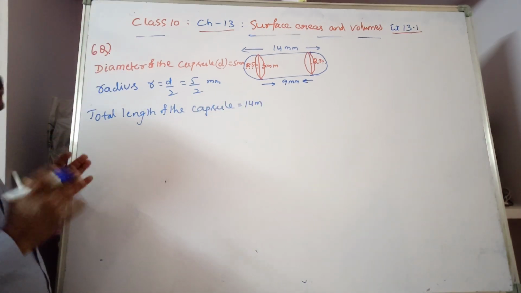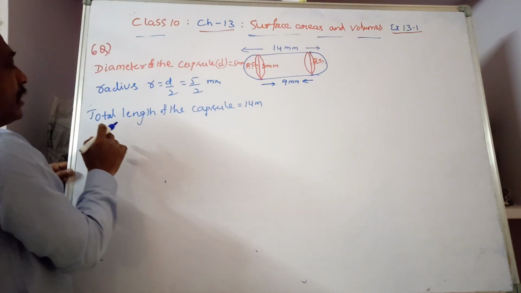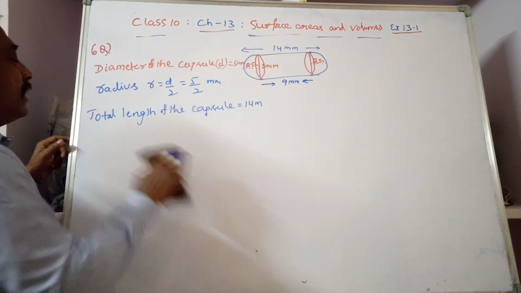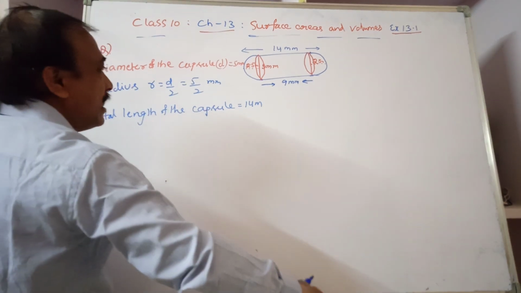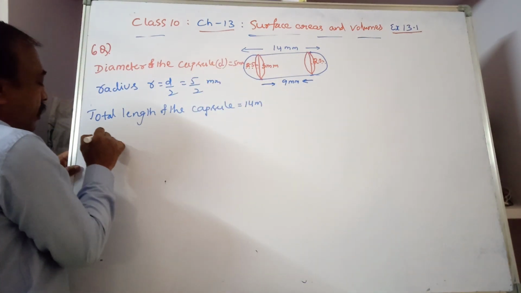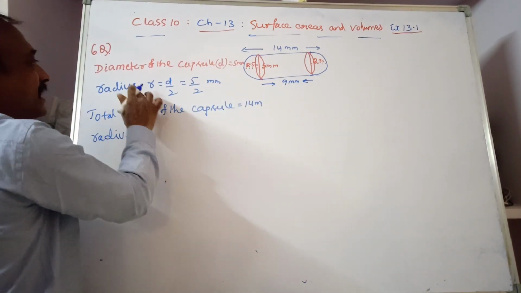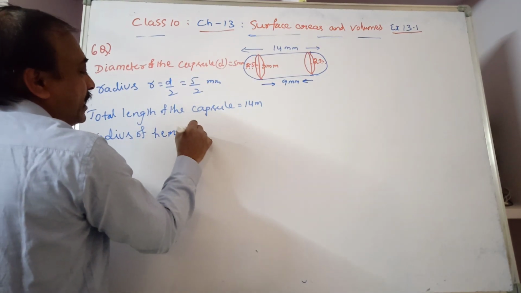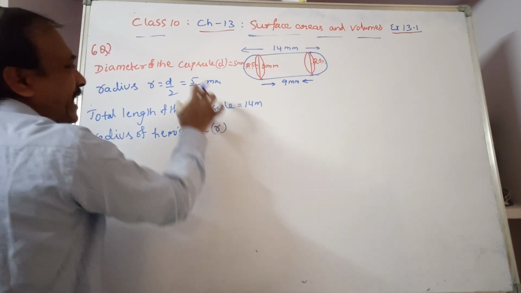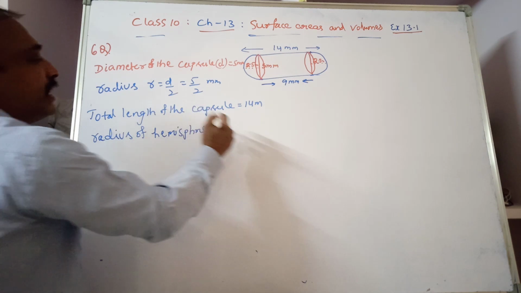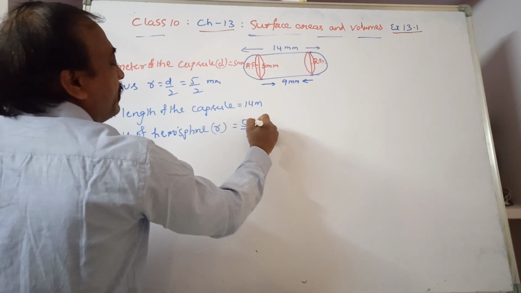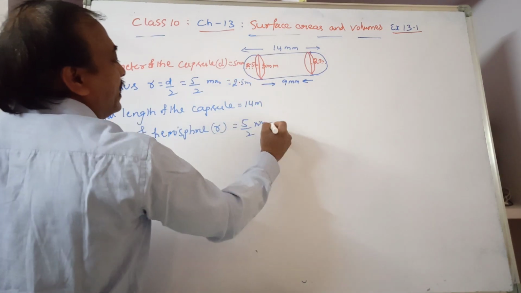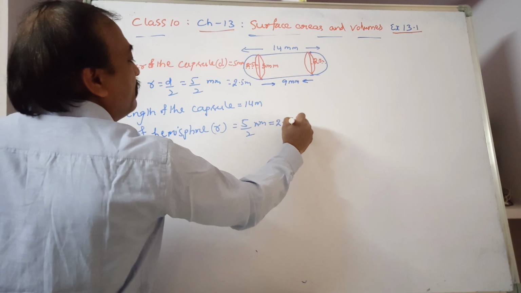Now what is the height of the cylinder? The radius of the capsule we got. Similarly, the radius of the hemisphere. The total length of the capsule is given as 14 millimeters. The radius of the capsule is the same as the radius of the hemisphere, R is equal to 5 by 2 millimeters, which is 2.5 millimeters.